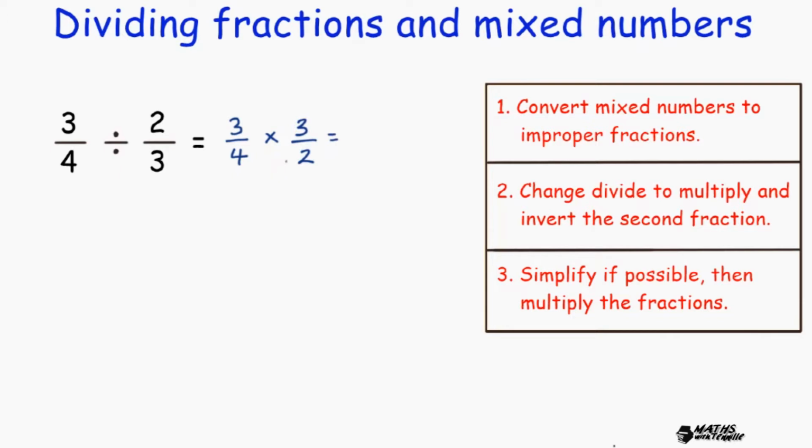When multiplying fractions, we times the numerators. So 3 times 3 is 9. And we times the denominators. 4 times 2 is 8.